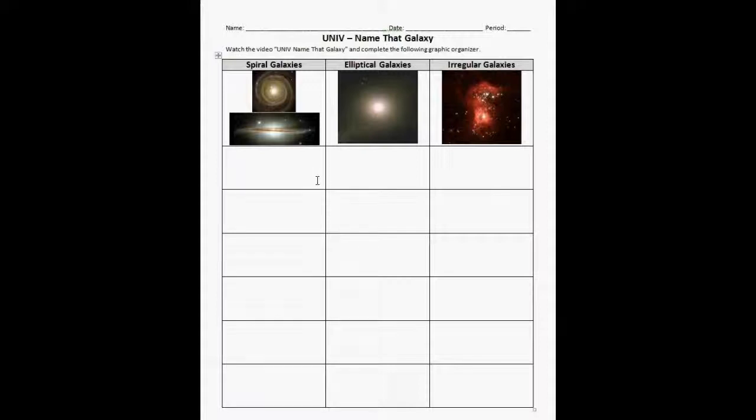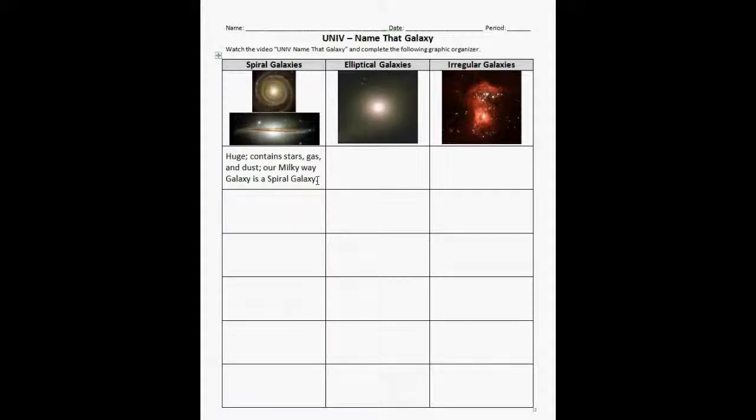Let's start with the spiral galaxy. We know that a spiral galaxy is huge. It contains billions of stars. Can't type today. It contains stars, gas, and dust. And we know that our Milky Way galaxy is a spiral galaxy.